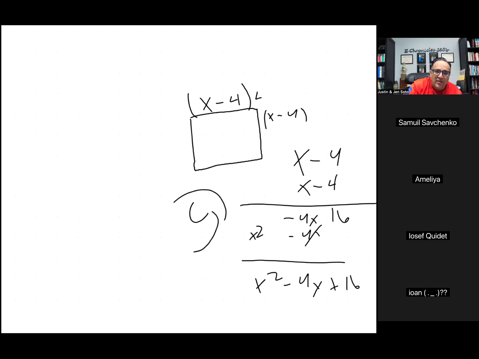square is length times width, this times itself. It could look like this: x minus 4 squared. And it's going to get you that answer. All right, for letter C. Why don't you try number 8? All you're going to do is be multiplying those 2 expressions together. Get me an answer. Send me over your answer.